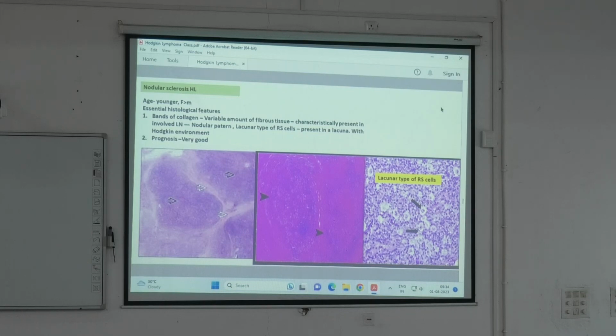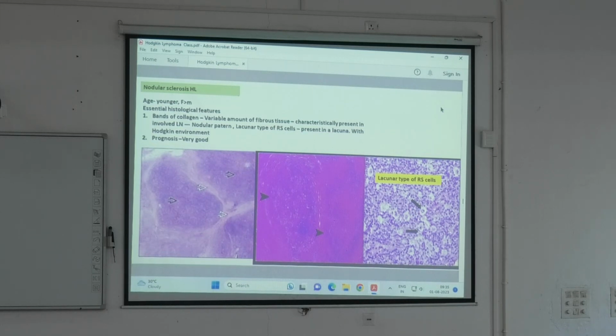Now the subtypes. Nodular sclerosis type of Hodgkin lymphoma usually occurs in the younger age group. The examiner will ask in the oral: female is more common than male. The lymph node has a nodular pattern because it is separated by fibrocollagenous tissue in between. That's why they produce a nodular type of architecture. And this is the lacunar cell, the characteristic of nodular sclerosis.